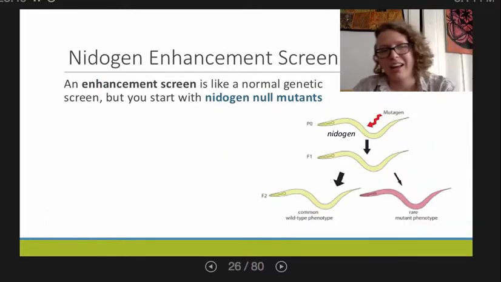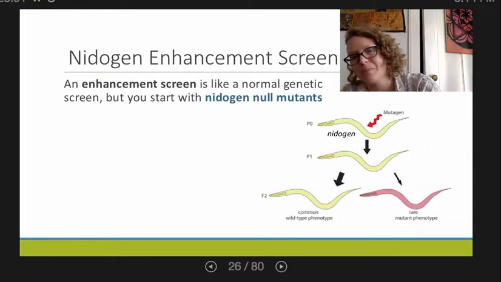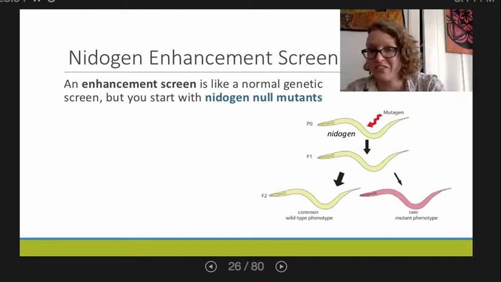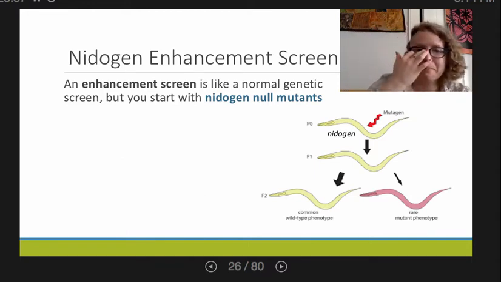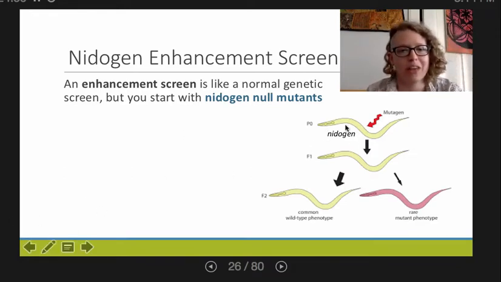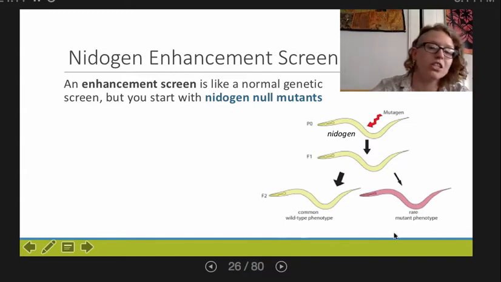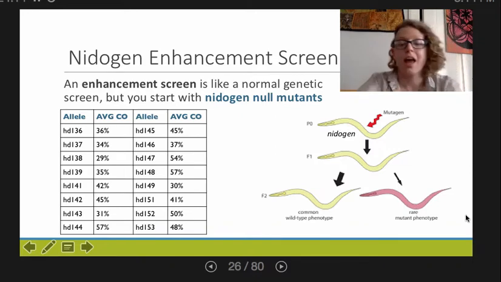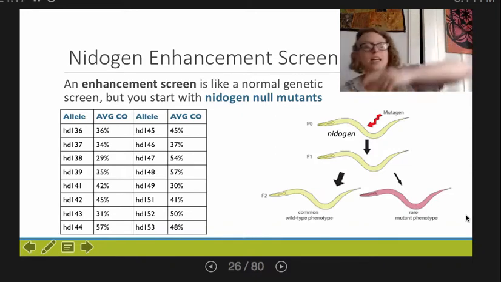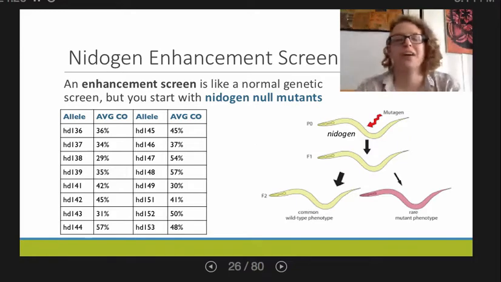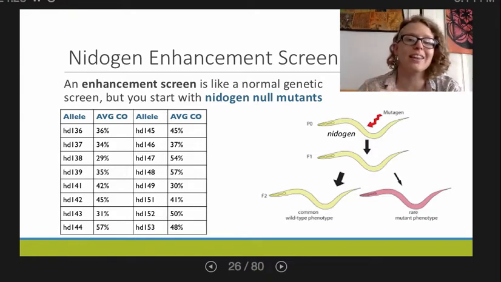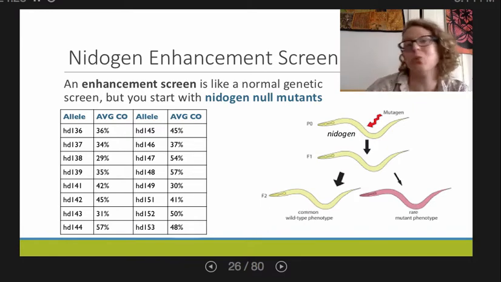This is an enhancement screen because we're enhancing a pre-existing phenotype, or trying to. We start with worms that don't have nitrogen, and all of the other worms we will work with won't have nitrogen. This will all be nitrogen null, everything. We're going to mutagenize it, and then we're going to screen the F2s. And we got plenty! These are just 16 favorites to represent the fact that we got plenty. Do not try to memorize anything in this presentation that has a number. I promise you will not have to. Anything that has numbers, you don't have to learn.